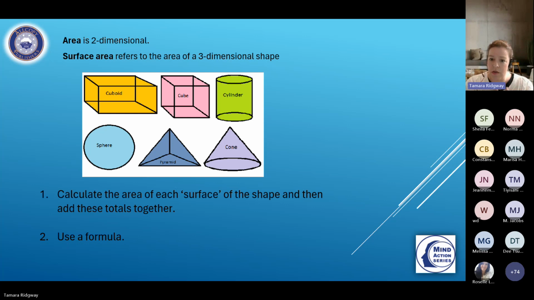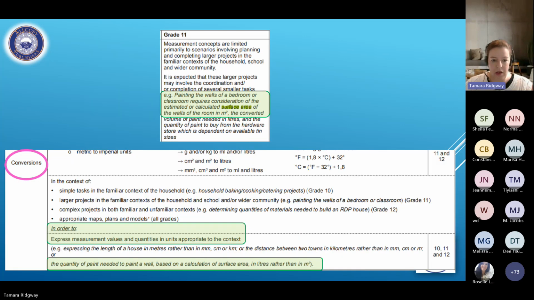Is it important that they know the formula, that they know how to use the formula? Yes, of course, because not only are they working with a particular formula, but then we have the skill of substitution, which comes into it as well. Let's have a look at what CAPS says about this.